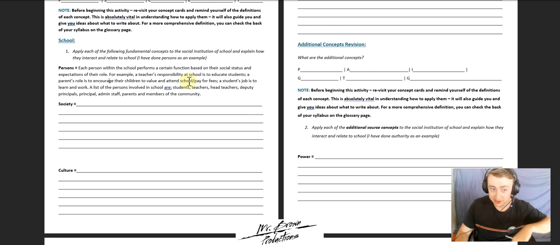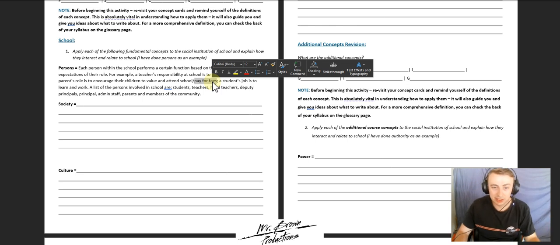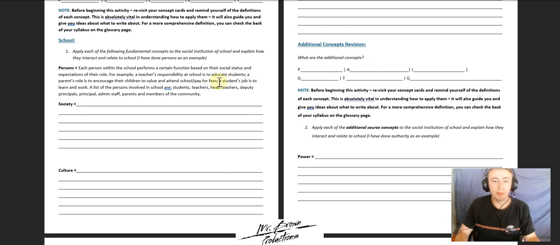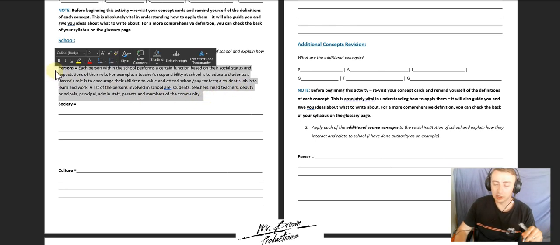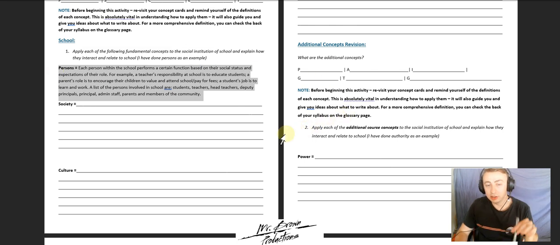Parents' responsibility is to encourage their children to value and attend school and pay for certain school fees if it's an excursion or something. Public education, most of it's free, bless. And a student's job is to learn and work, right? And foster a passion for lifelong learning and all that other good stuff. A list of the persons involved includes students, head teachers, deputy principals, etc. So I've really gone into a lot of detail about how the concept of persons relates to schools.